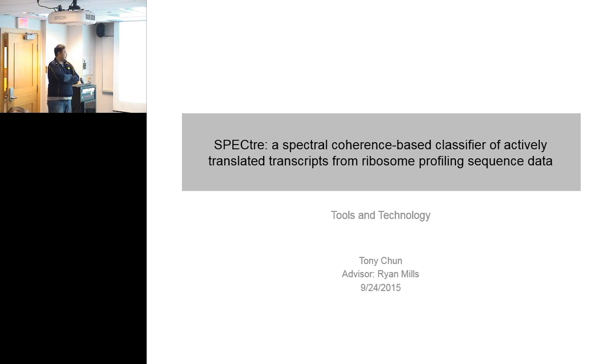So the talk I'm going to give is on an algorithm that we developed called SPECtre. It's a spectral coherence-based classifier that looks at actively translated transcripts in ribosome profiling data. Other than the algorithm, what Ryan told me in developing this is the second most important thing to have is a cool name. So, hence SPECtre.